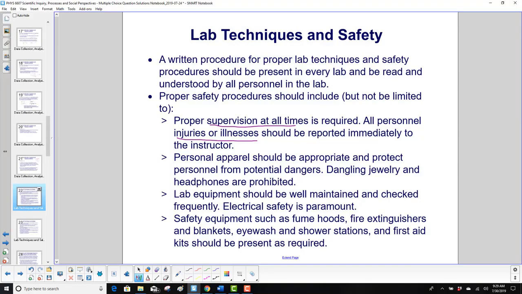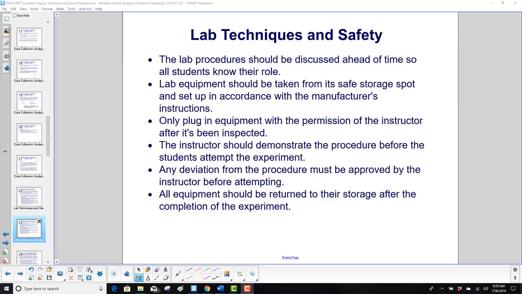Electrical safety is paramount. Electricity can be very dangerous. Safety equipment such as fume hoods, fire extinguishers and blankets, eye wash and shower stations, and first aid kits should be present as required. And there's more. The lab procedure should be discussed ahead of time so all students know their role. Lab equipment should be taken from its safe storage spot and set up in accordance with the manufacturer's instructions. Don't make it up. If you don't know how to use it, read the instructions.